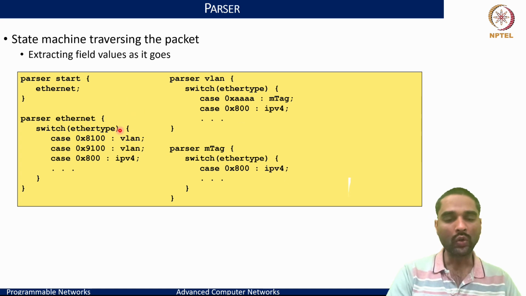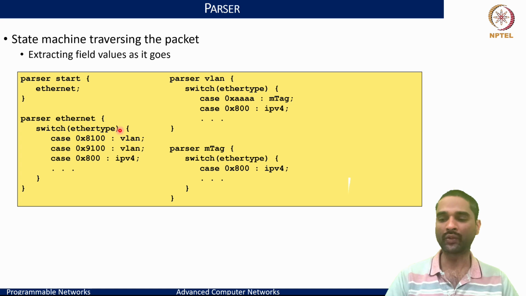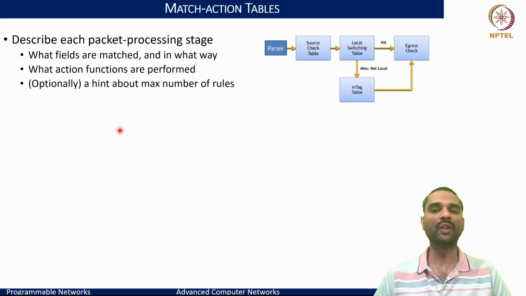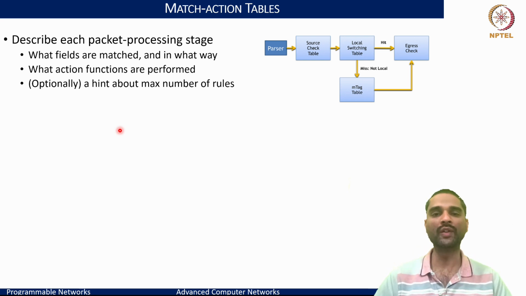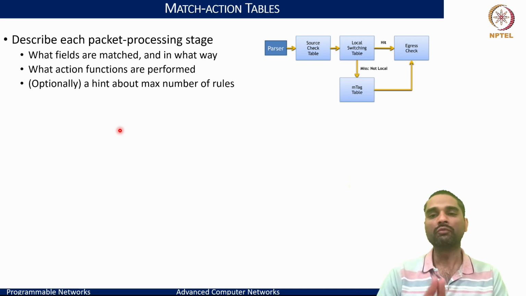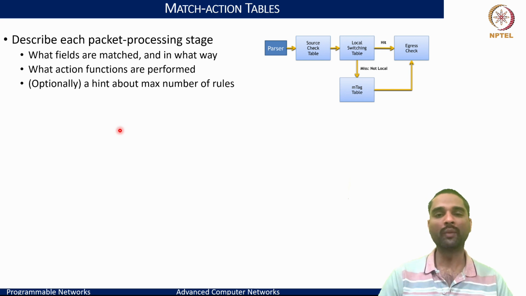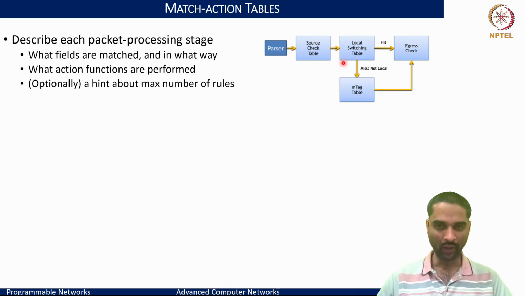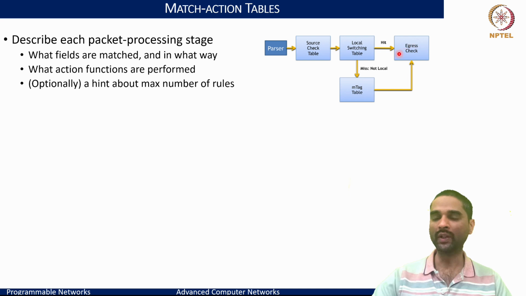So we have built two of the constructs here: the headers as well as the parser. Next, as the packets get parsed, they would be checked in the table in terms of what fields they are going to match and what actions they are going to take. We may also have to worry about the maximum number of rules that we may put, but let's consider for now that we are able to handle all the rules. What would happen is you parse the packet, you check the source table, you look up the local switching table to see what the hit is, and then you want to do the egress check.